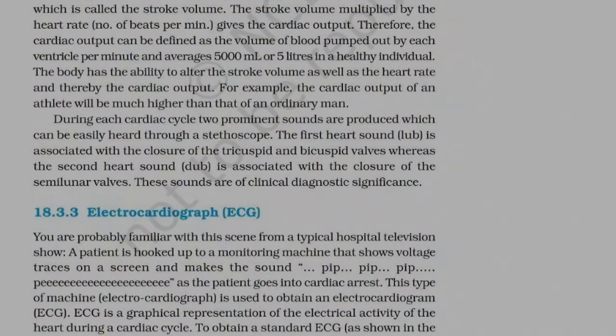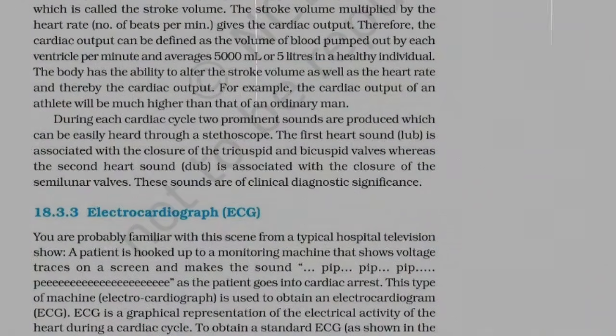The body has the ability to alter the stroke volume as well as the heart rate and thereby the cardiac output. For example, the cardiac output of an athlete will be much higher than that of an ordinary man. During each cardiac cycle, two prominent sounds are produced, which can be easily heard through a stethoscope. The first heart sound, lub, is associated with the closure of the tricuspid and bicuspid valves, whereas the second heart sound, dub, is associated with the closure of the semilunar valves. These sounds are of clinical diagnostic significance.